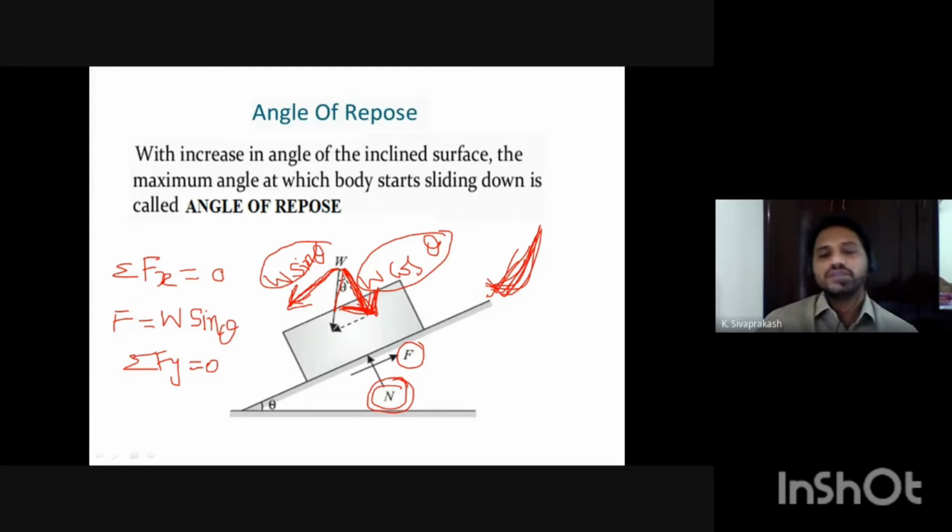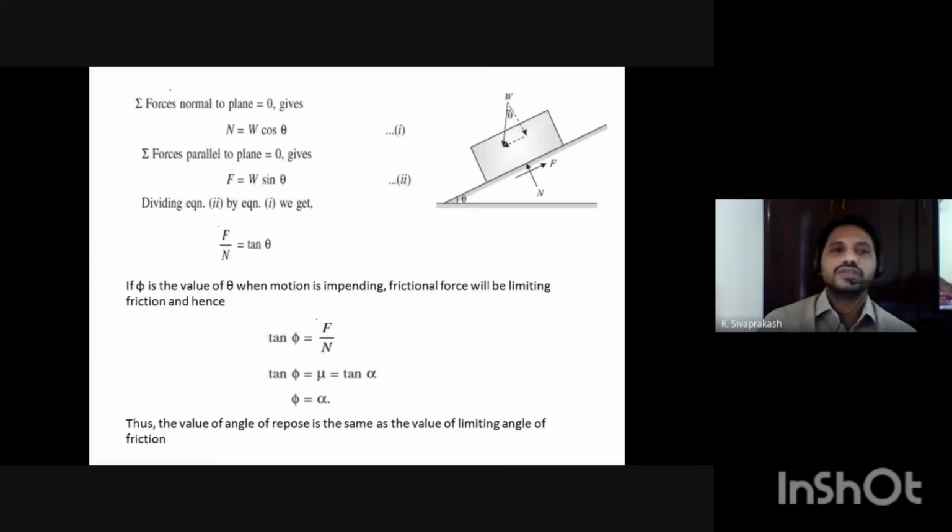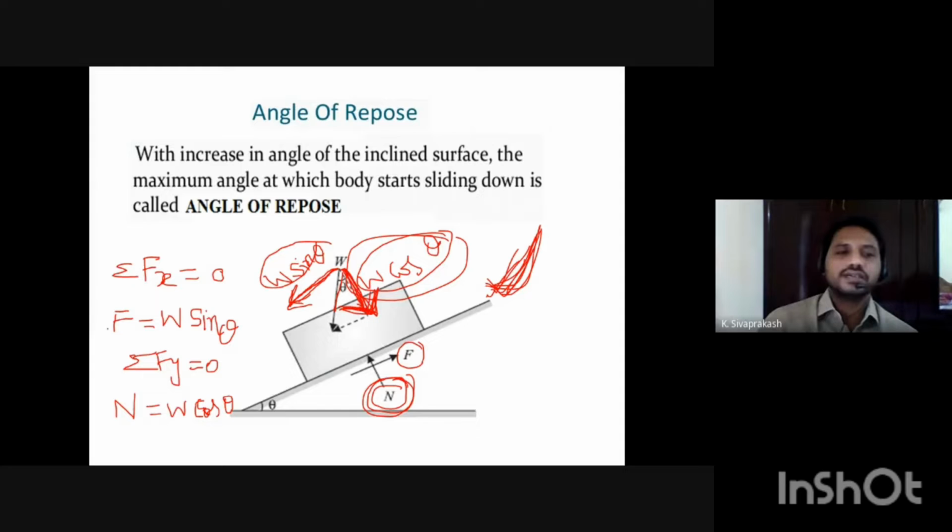Now, the sum of the upward forces equals the sum of the downward forces. Out of these forces, only one upward force is there, that is N. And only one downward force is there, W cos theta. So like that, you will get N equal to W cos theta, and F equal to W sin theta.